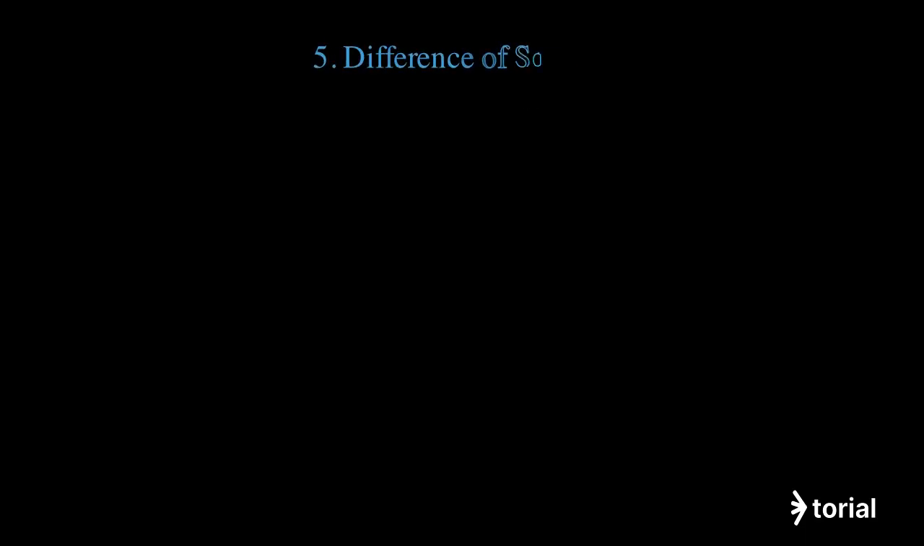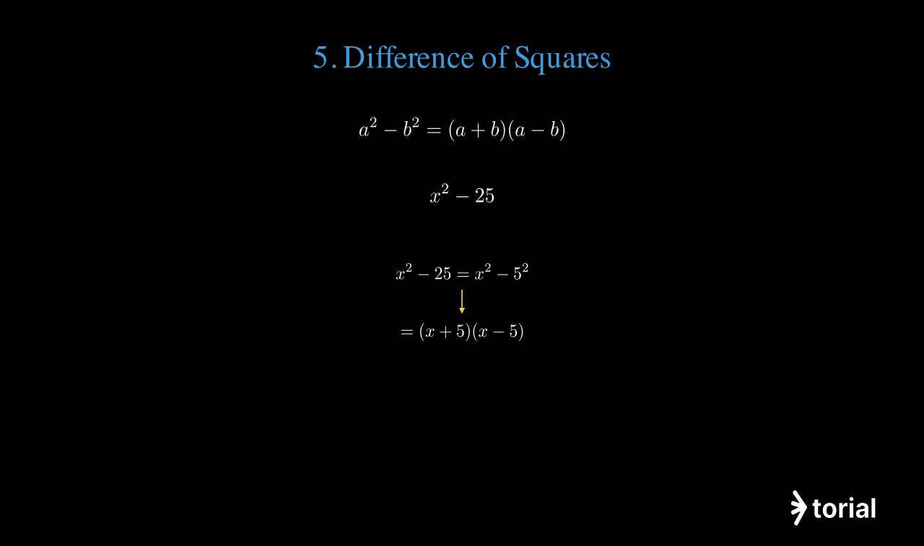A special factoring pattern is the difference of two squares. The difference of squares pattern states that a squared minus b squared equals a plus b times a minus b. Let's factor x squared minus 25. Since 25 is 5 squared, we have x squared minus 5 squared, which factors to x plus 5 times x minus 5.